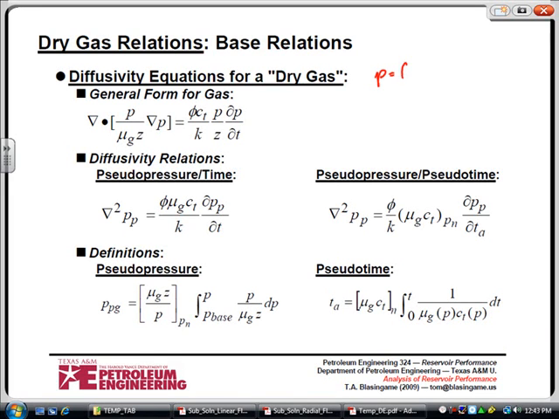Pressure. Is that a function of pressure? Viscosity a function of pressure? Z-factor a function of pressure? Anything missing? No. So, function of pressure, function of pressure, function of pressure, of course, sorry, forgot about that. CT is a function of pressure. P over Z is a function of pressure.